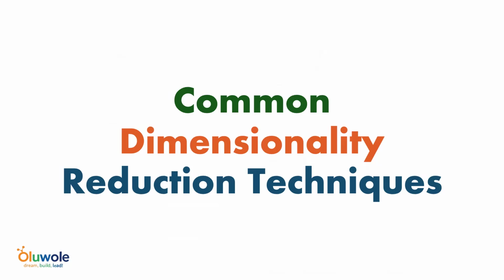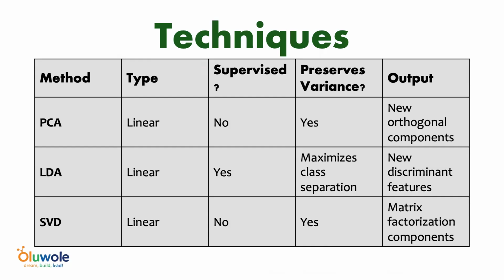Yes, sir. So let's look at common dimensionality reduction techniques that we have. All right. So these are the ones that we have: the PCA, the LDA, and the SVD. They are all linear. But the only one which is supervised among them is the LDA. Can they preserve variance? Yes. But LDA seems to be able to maximize class separation. It does very, very well. In fact, you can use it in all situations. So let's go to them proper.